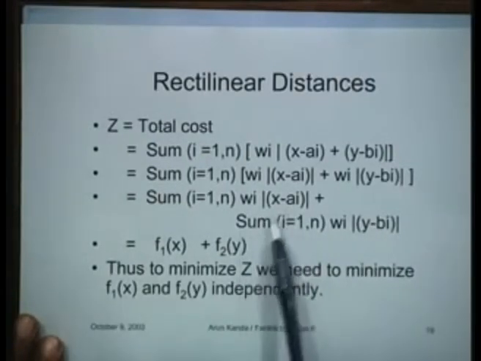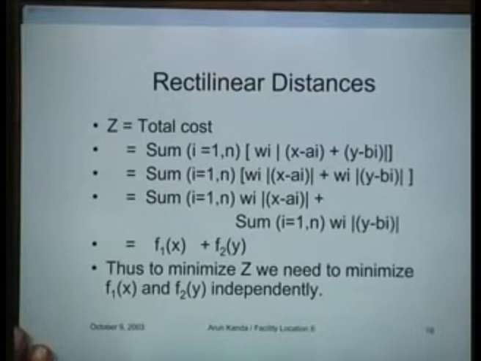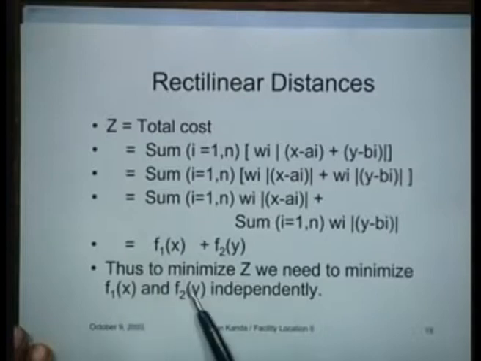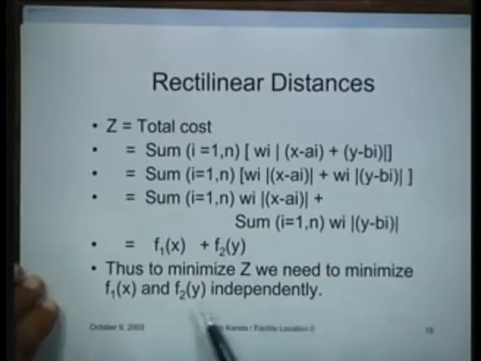And the interesting thing here is that this is a function of x alone and this is a function of y alone. So for the problem of rectilinear distances, if you want to minimize z, you basically have to minimize f1(x) and f2(y) independently. That means the optimum location for the rectilinear distance location problem is determined simply by independently minimizing f1(x) and f2(y). Rather than derive the procedure, I will state it here. In this situation, f1(x) and f2(y) are minimized if you locate at the median location. That's the result. That actually comes from duality theory. We can look at the proof in the tutorials.